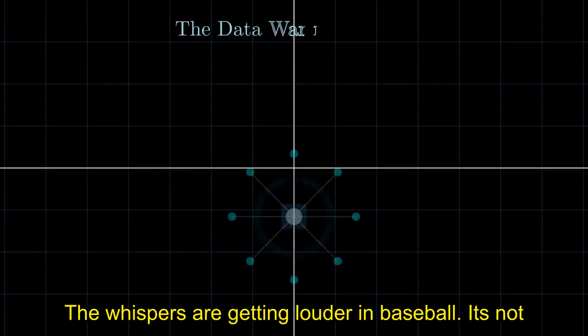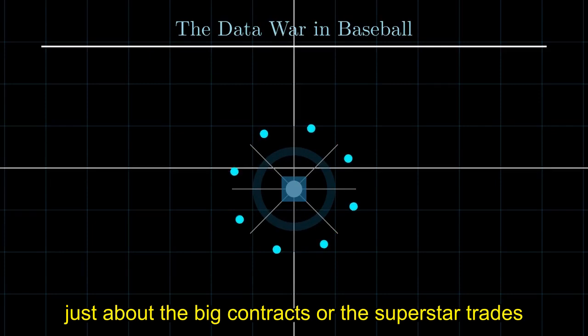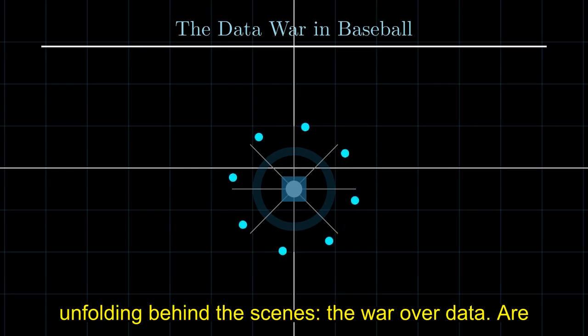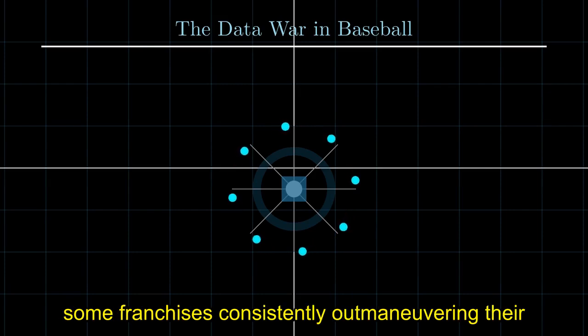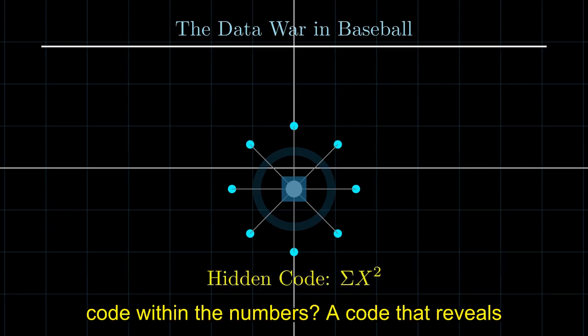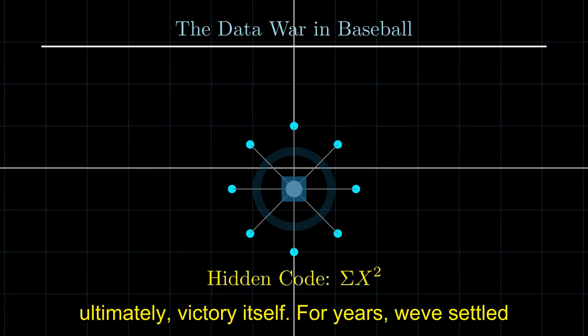The whispers are getting louder in baseball. It's not just about the big contracts or the superstar trades anymore. It's about a deeper, almost invisible battle unfolding behind the scenes, the war over data. Are some franchises consistently outmaneuvering their rivals, not by accident, but by cracking a hidden code within the numbers? A code that reveals surprising truths about performance, investment, and ultimately, victory itself.